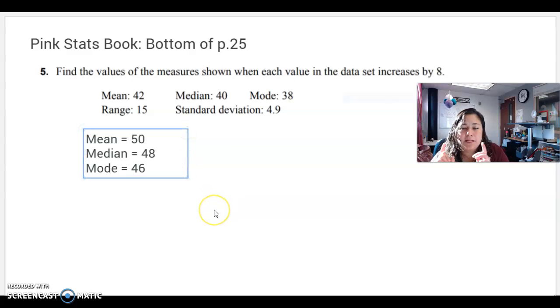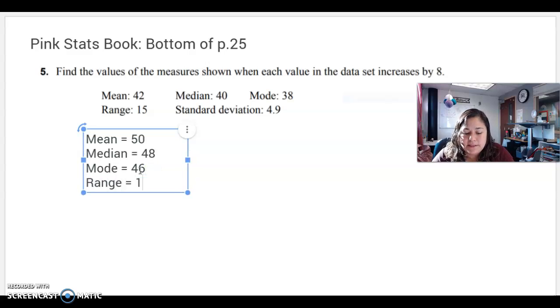Okay, but that is not the case with range and standard deviation. It says the measures of variation of the new data set are the same as the original measures of variation. So that's easy. I don't have to calculate anything. I just say the range of my new data set is still 15 and the standard deviation is still 4.9.